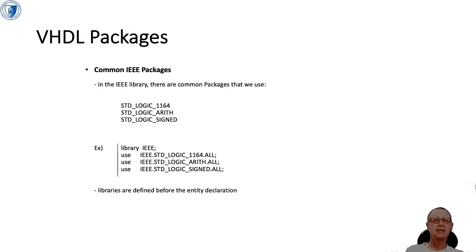So here's some standard ones. There's the 1164 that I used in the example. There's the arithmetic, and there's signed stuff.